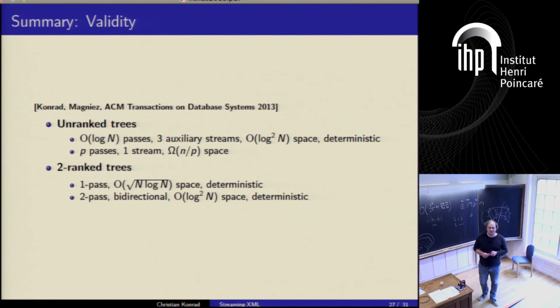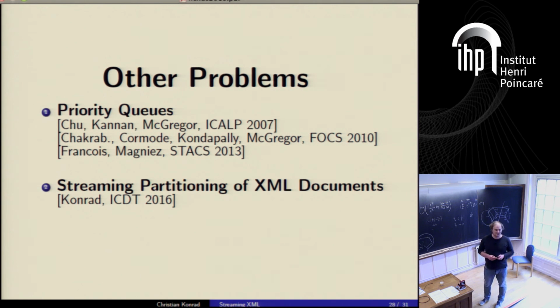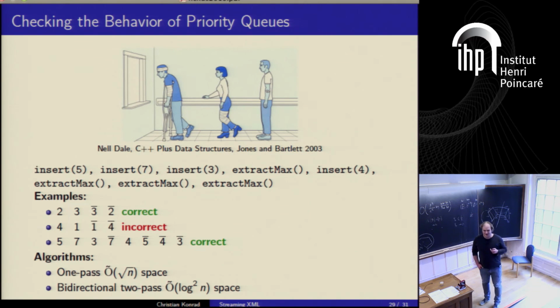Okay, so I want to mention now two other problems that are very much related. One problem is the problem of priority queues, like validating whether the trace of a priority queue is correct or not. And the other one is a partitioning problem of XML documents. So for the priority queue problem, what we have is the following.